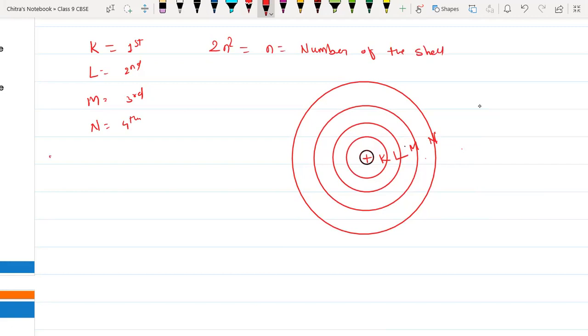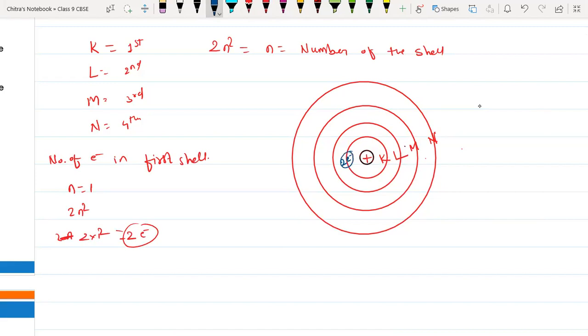So I'm writing here the number of electrons in the first shell. 2 into 1 square, which is 2. For the first shell, n will be 1. So we have the formula 2n square. If we put n equals 1, it will be 2 into 1 square. 1 square is 1, into 2 will be 2. So in the first shell, 2 electrons will come. So here I'm writing 2 electrons in the first shell.